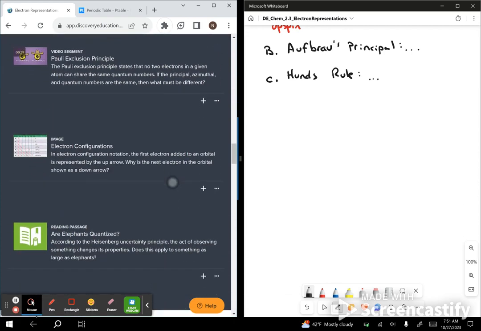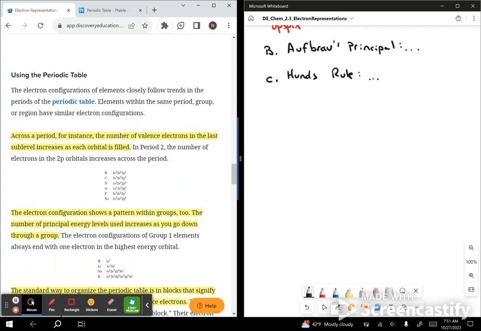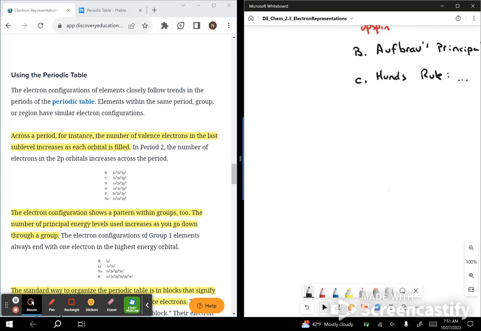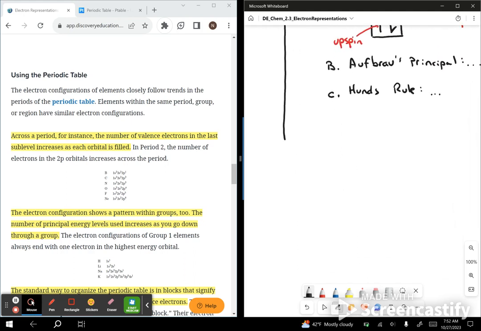Okay, so hopefully you've written down Aufbau's principle and Hund's rule. Using the periodic table. Okay, this is going to be Roman numeral 3. Let's get our line, and we're going to say Roman numeral 3, using the periodic table. The electron configurations of elements closely follow trends in the periods of the periodic table.